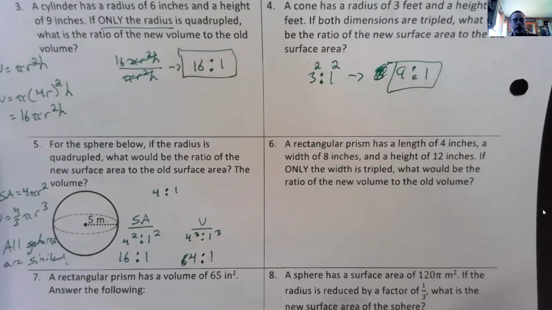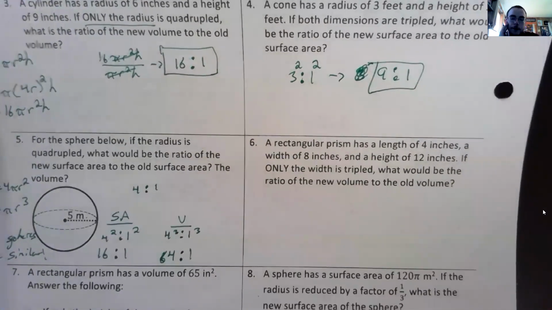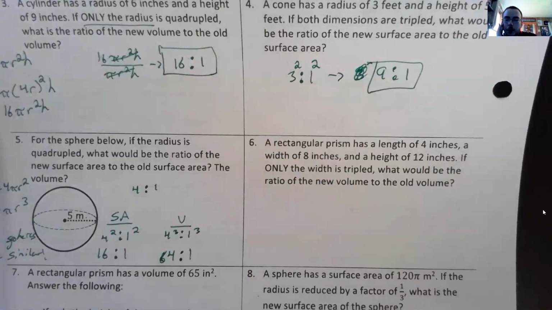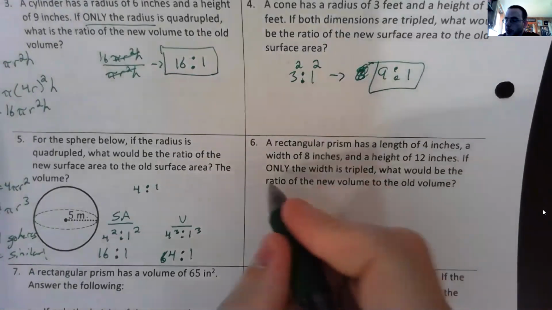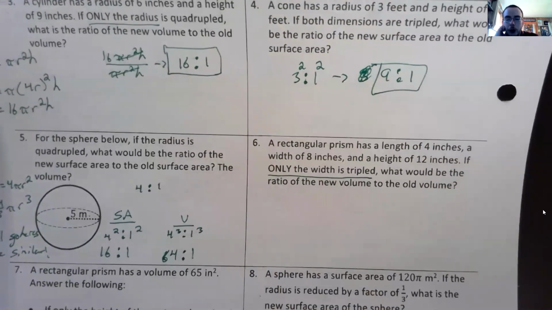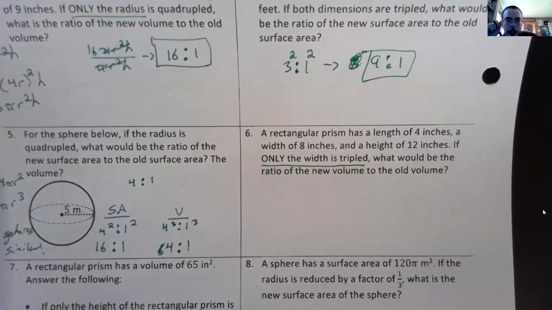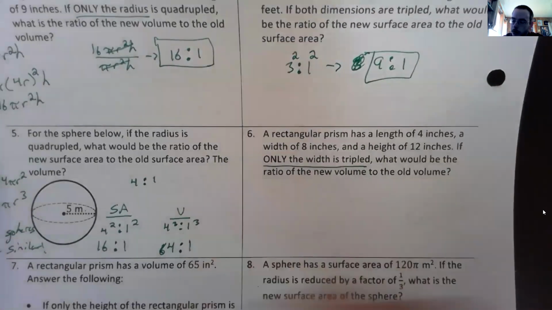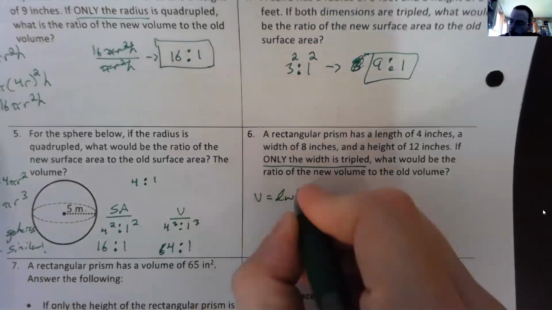All right, number 6. A rectangular prism has a length of 4, a width of 8, and a height of 12 inches. If only the width is tripled, only the width, what would be the ratio of the new volume to the old volume? So this is a case where we have 3 different dimensions and only one is being tripled or quadrupled or whatever. So our original volume is going to be length times width times height.